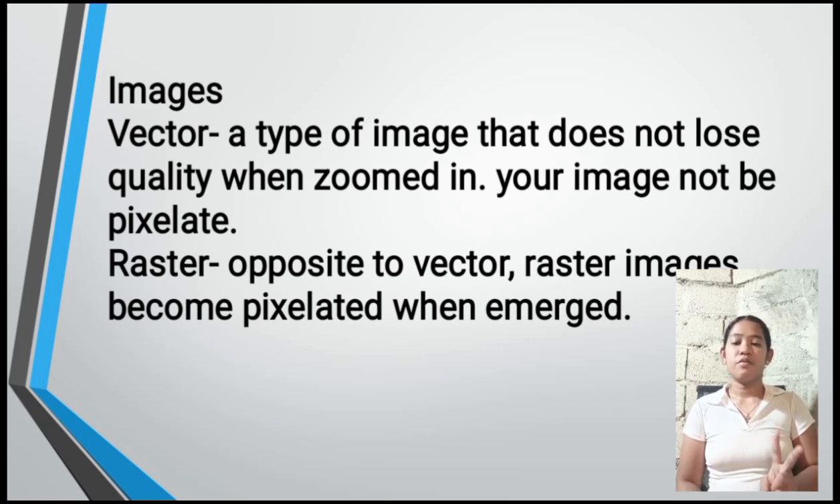There are two types of images. We have the vector, a type of image that does not lose quality when zoomed in. Your image will not be pixelated. Second is raster. Opposite to vector, raster images become pixelated when enlarged.